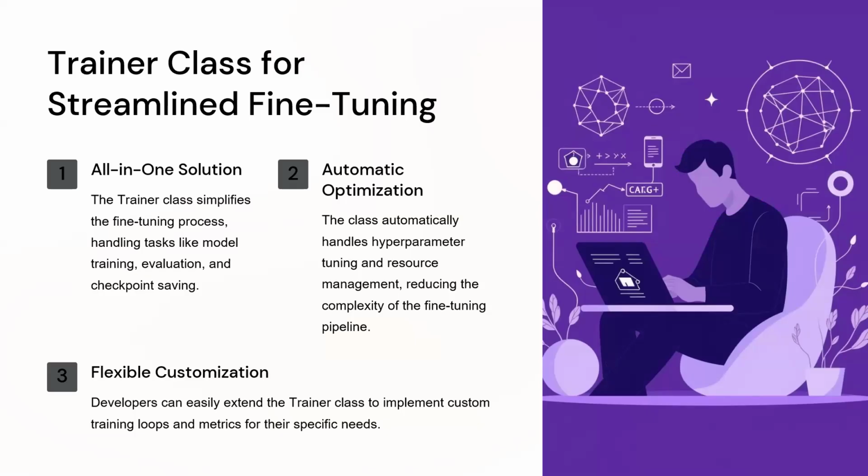Trainer class for streamlined fine tuning, an all-in-one solution. The Trainer class simplifies the fine tuning process; it handles model training, evaluation, and checkpoint saving. There are many parameters we use in this. Automatic optimization: the class automatically handles hyperparameter tuning and resource management, reducing the complexity of the fine-tuning pipeline. It also provides flexible customization. Developers can easily extend the Trainer class to implement custom training loops and metrics for their specific needs.